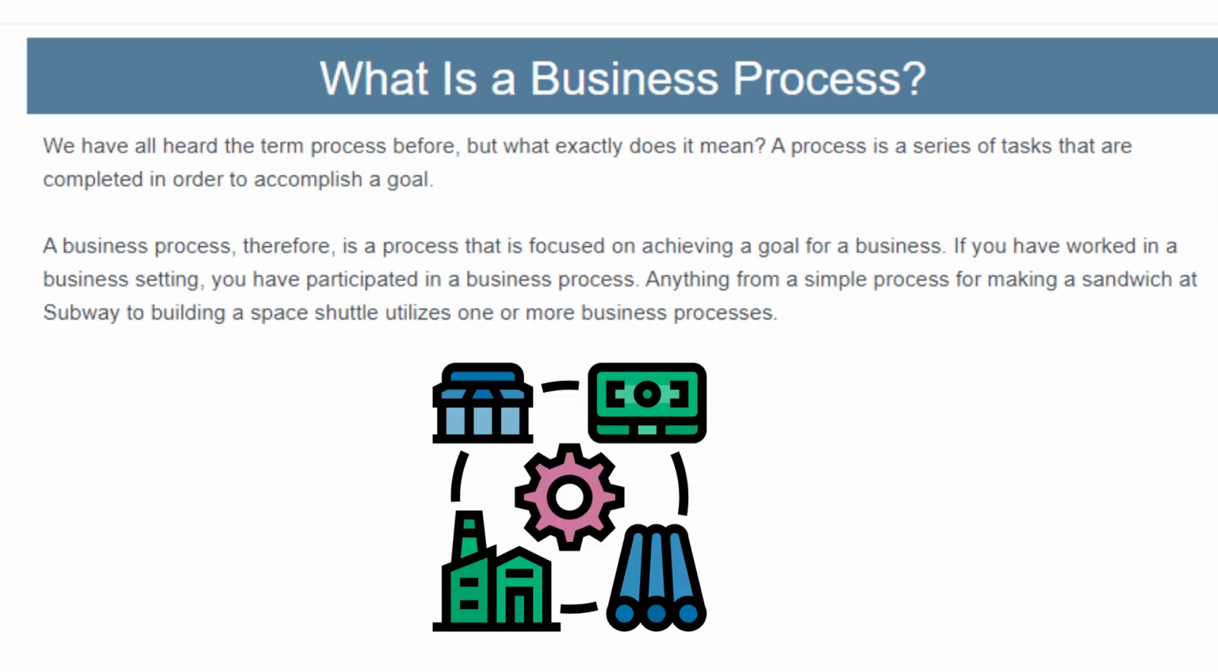So, what is business process? A business process, therefore, is a process that is focused on achieving a goal for a business. If you have worked in a business setting, you have participated in a business process. Anything from a simple process for making a sandwich at Subway to building a space shuttle utilizes one or more business processes.